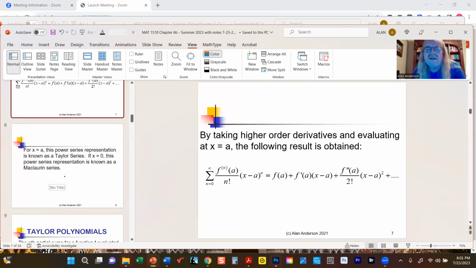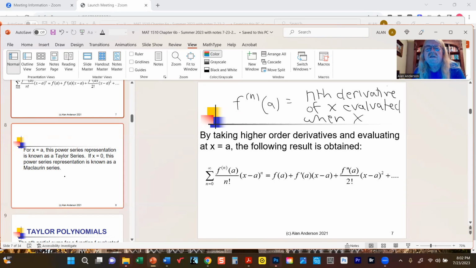If you notice what's happening here is that we have the sum of f taken to the nth derivative. This actually represents the nth derivative, of x evaluated when x equals a. And this is what it looks like.